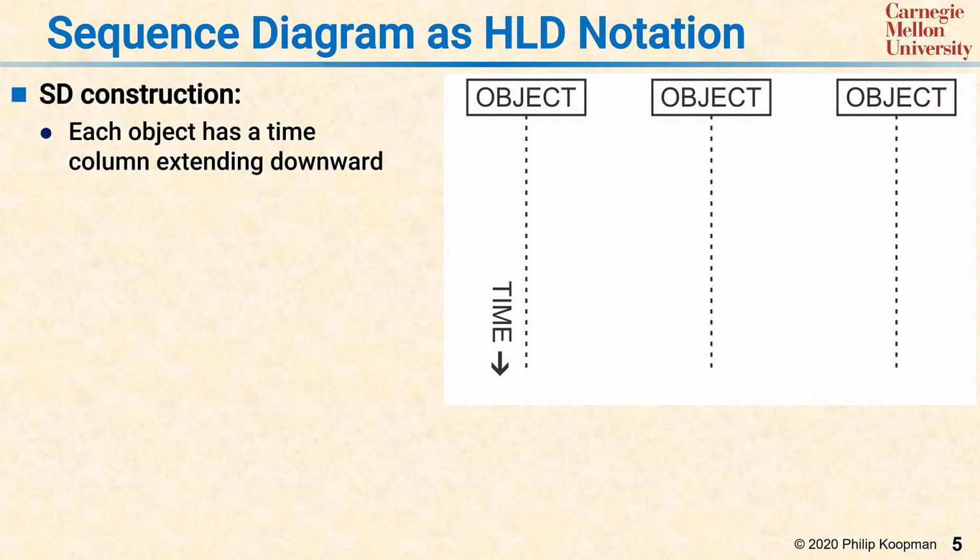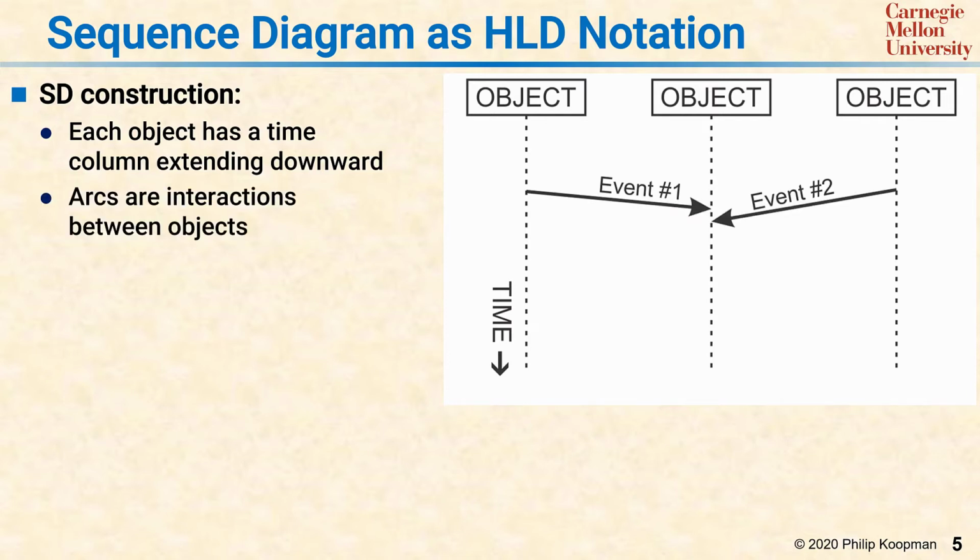The objects have the ability to perform computation and communicate with other objects via messaging, subroutine calls, sending data, what have you. Each object has a timeline descending from top to bottom. When reading this diagram, time progresses from top to bottom along the dotted lines. The arcs are interactions between objects. An arrow that goes from one object to another indicates that the first object communicated with the second object, and the position of the arrow vertically tells you when that happens.